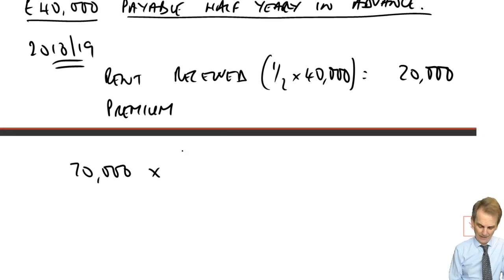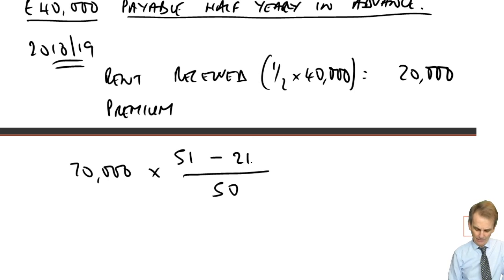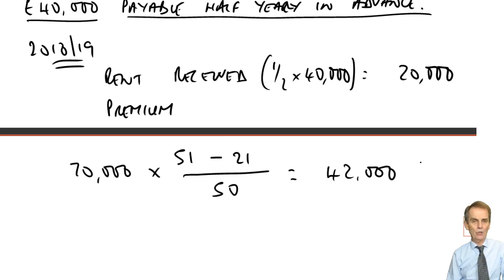70,000 times 51 minus n over 50. What is n? The number of years of the lease? 21. And that will give us our one-off premium receipt here to be charged to income tax. So if you look at what we've got there, 51 minus 21, nice round number, that's 30. 30 over 50, 30/50ths, i.e. 60% of 70,000. Do put it through your calculator, but that I think should be £42,000 there. So the taxable part of the premium receipt there is £42,000. Now that is a one-off hit.